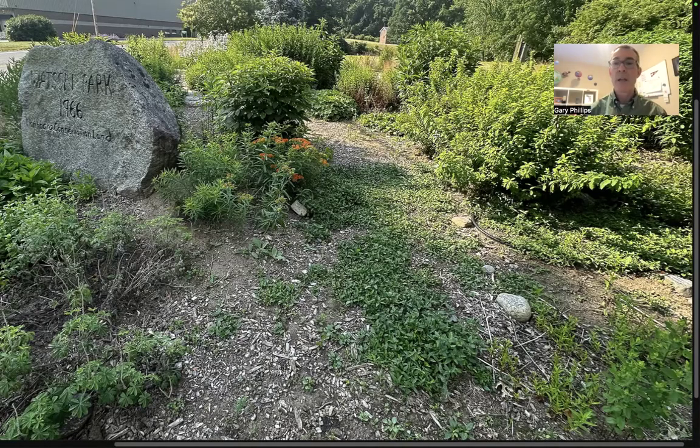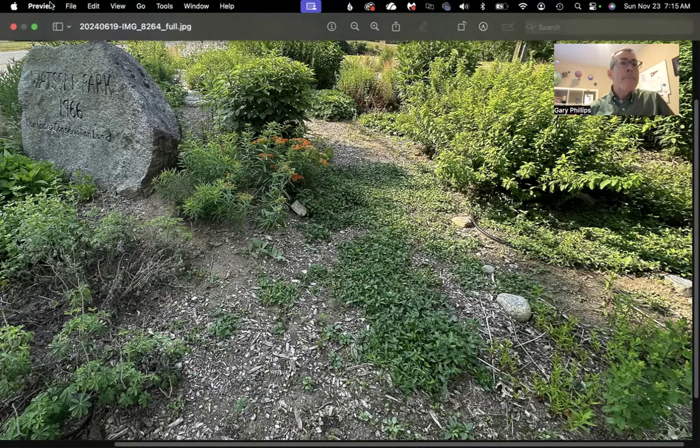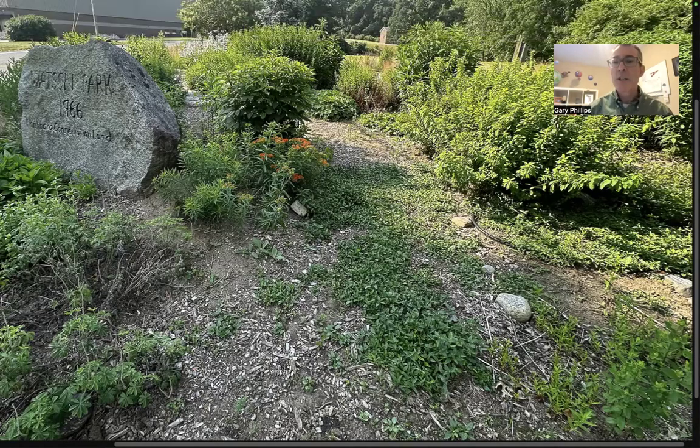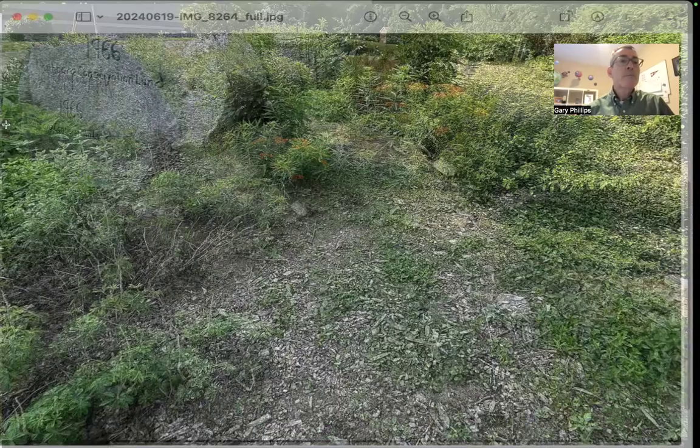Because in here I've got full sun, part sun, and even some shade plants like northern bush honeysuckle, and it's doing fine in full sun. This is the pollination garden at Watson Park, which is right next to that meadow, which is just behind here from that first picture.